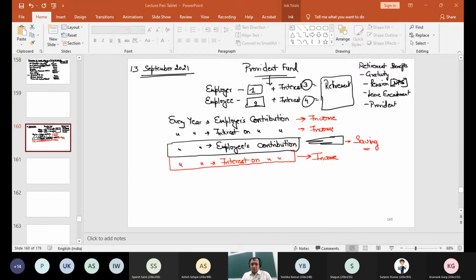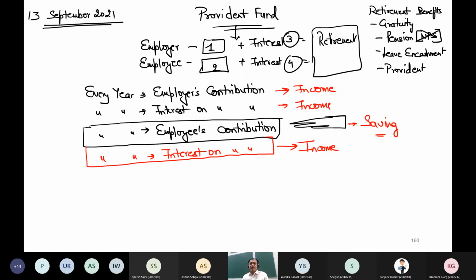Next point. Now, different types of provident funds you have. There are so many provident funds, but I will discuss only 4 provident funds with you. It's not that we have only 4 provident funds, we have many. So those provident funds which are relevant for us for our undergraduation course are the types of provident funds.